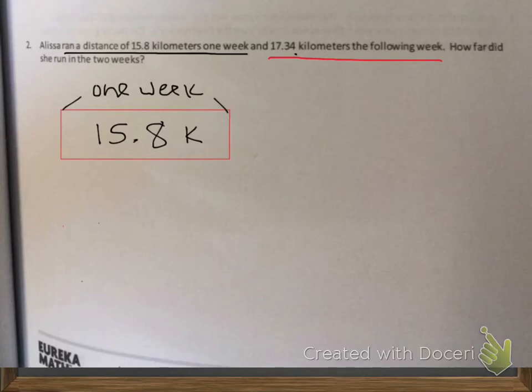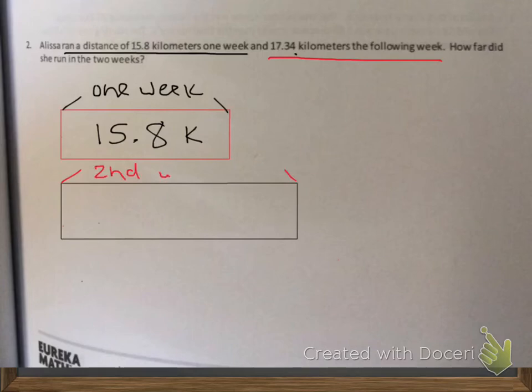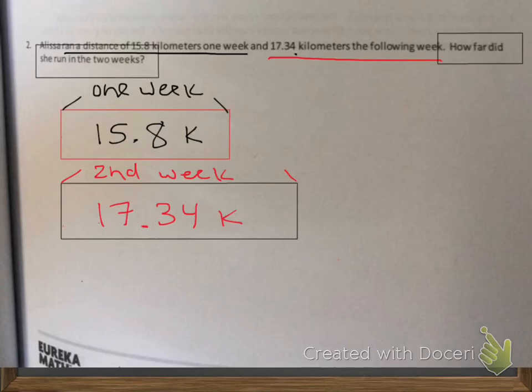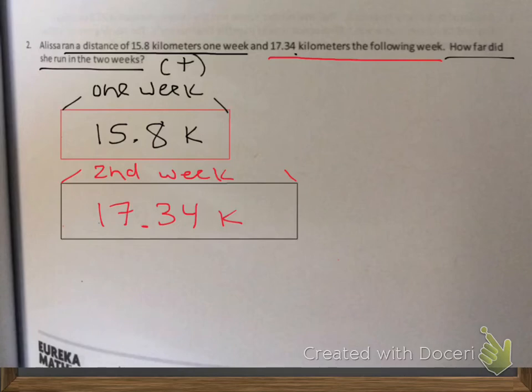And then in the second week, she looks like she ran a little bit more. So definitely going to make a second tape diagram. Just make it a little bit longer, though, because she did a little bit more. And this is the second week. And in that second week, it was 17 and 34 hundredths of a kilometer. Okay. Let's see what they want at the end, though. How far did she run in those 2 weeks? All right, so how far did she run in those 2 weeks? That's definitely addition, right? They want us to add these two.